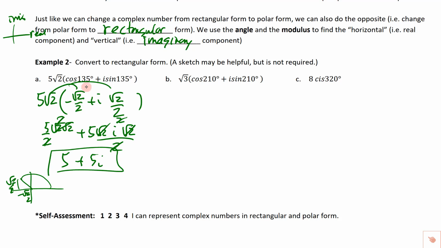Now, if you look really carefully, this is really easy to do. I made a tiny mistake here. I didn't carry that negative, and if I lose that negative, I'm in big trouble. So what I get here is negative 5 plus 5i.